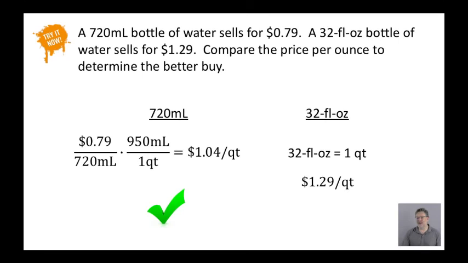For the 720 milliliter bottle, it's a little bit more intensive here. Here I'm actually doing the price per unit volume first, and then doing the conversion at the same time. So you can see we are first doing the division as if we are computing the price per milliliter, 79 cents for 720 milliliters. That would give us price per milliliter, and then we use the appropriate conversion fraction to convert milliliters to quarts.